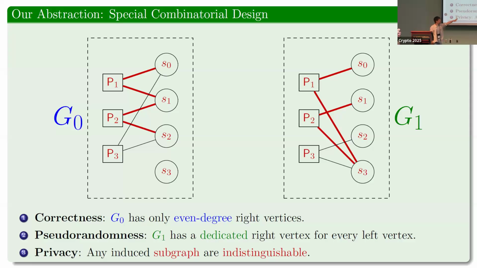First, the correctness property: G0, which is how you distribute the seeds for the non-special chunk, should sum up to 0. This means that the degree of all the right vertices, which are the seeds, needs to be an even number, so each seed is distributed an even number of times.